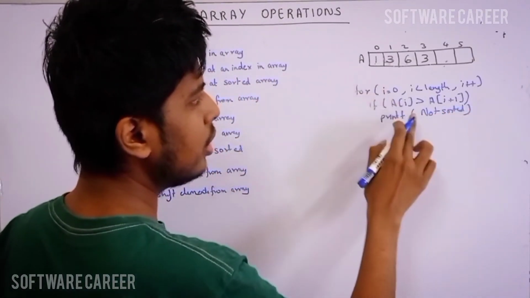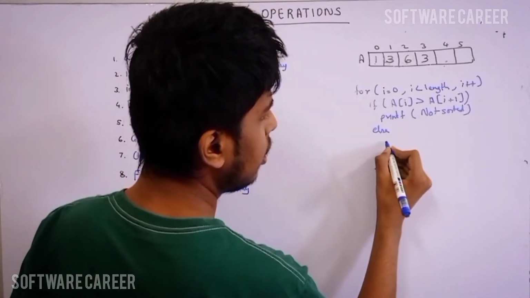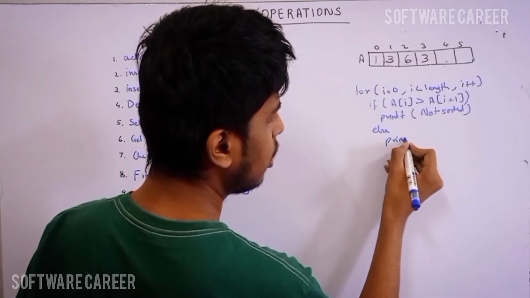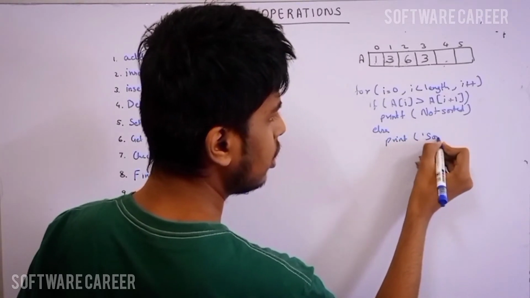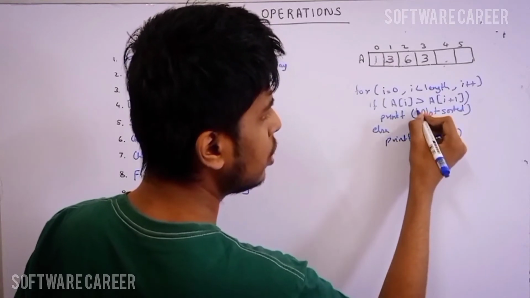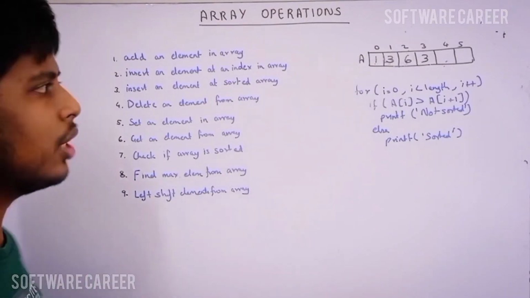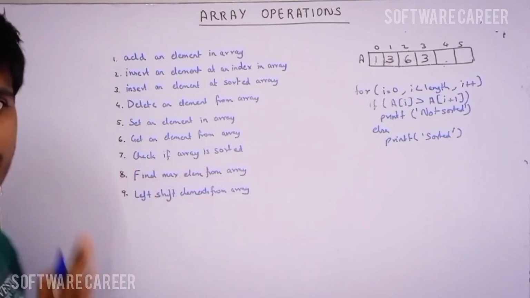Now if it is less than a of i plus 1, then you should write else printf sorted. You should mention the quotes here. Now you can print sorted. This is how you should write it to check whether an array is sorted or not.